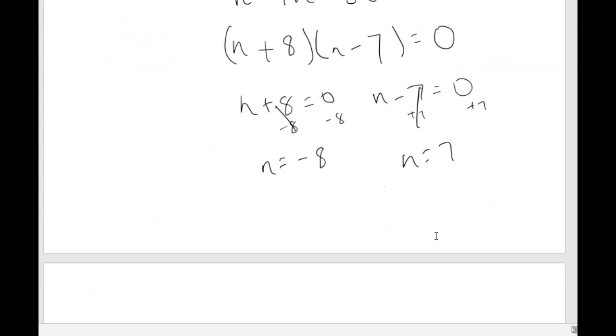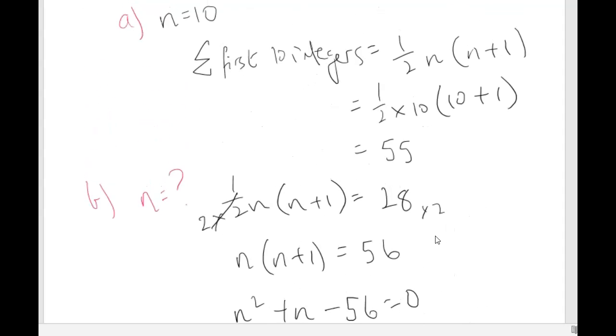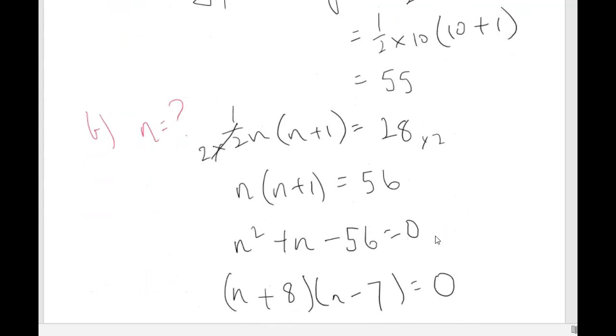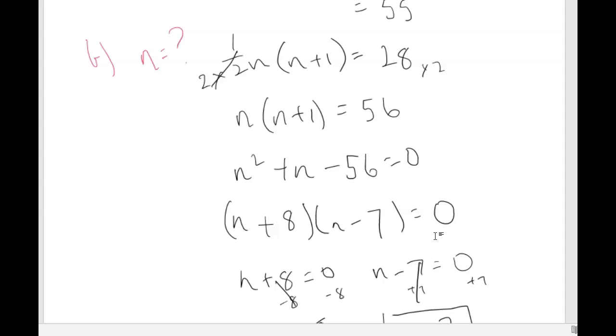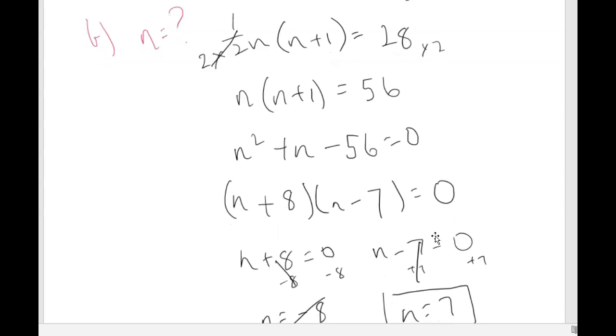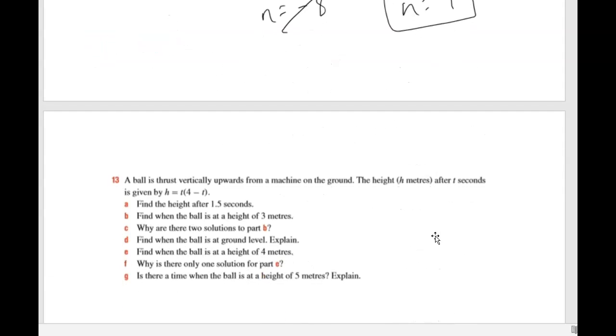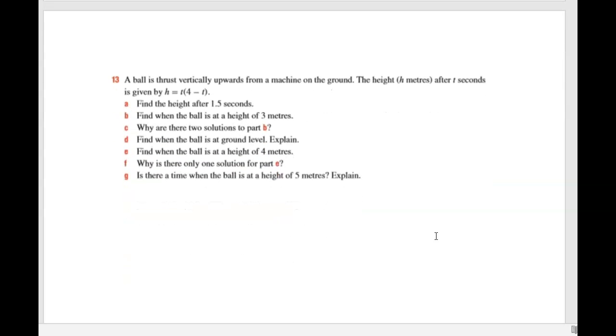We can't have a negative number of something, so we only have one solution. So the first 7 numbers add up to, what was that, 28? Can't remember, 28. All right, and you do the same thing for the other 2 parts of question B. So maybe have a go at just one of them because your method is exactly the same.